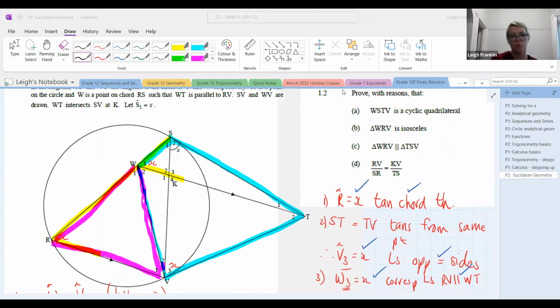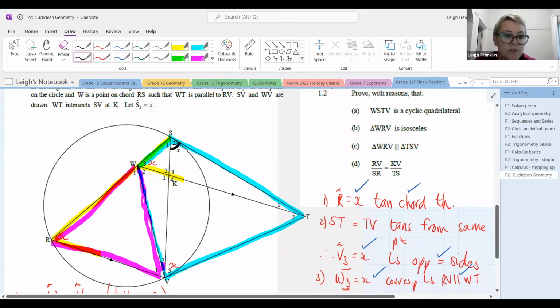How big is W2? What is W2 equal to? Because WSTV is a cyclic quad, what does W2 equal? Exactly, it equals X, 100%, lovely. Okay, so because of angles in the same segment, in other words, this angle X over here, this one is also equal to X. Okay, angles in the same segment.